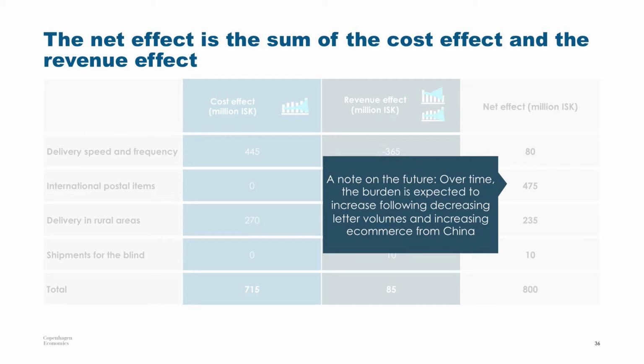And in the end, when we look at the net effect for every element and sum that, we get a total net cost of 800 million Icelandic krona. And this is not the burden, because we haven't done the intangible benefits yet, so we're not done. But this is the cost effects and the revenue effects from going from the actual scenario to the counterfactual scenario.